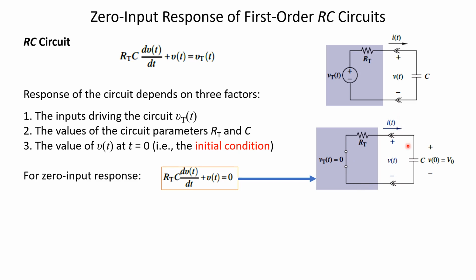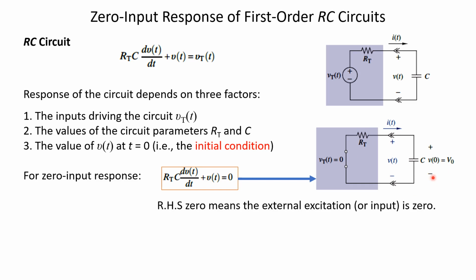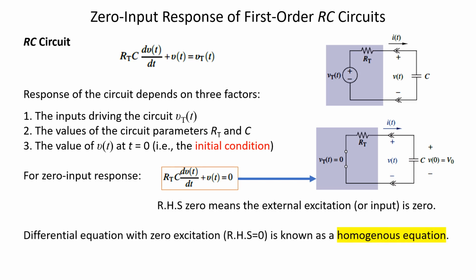So if there is some voltage across the capacitor due to the initial condition, then this voltage may be a reason for current flowing in this loop in either direction. It depends on the polarity of the initial voltage across the capacitor. Right hand side 0 means the external excitation or input is 0. A differential equation with 0 excitation, where the right hand side is 0, is known as a homogeneous differential equation.